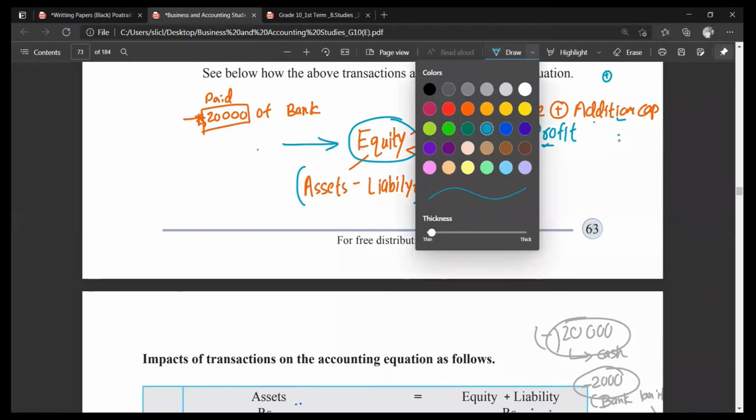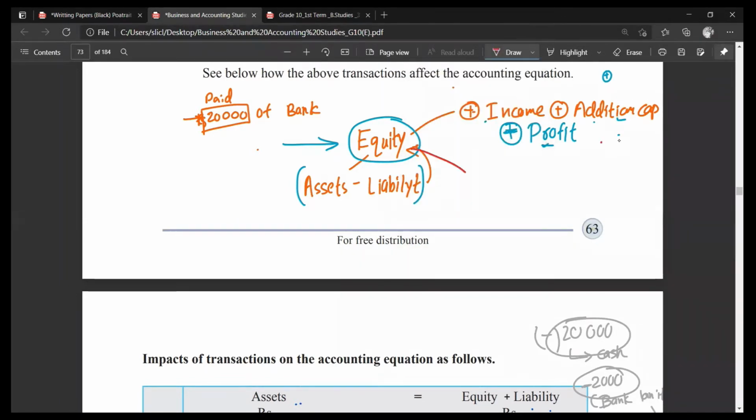So there are two reasons to reduce the equity. Equity means, once again I am telling, income, right? So one is expenses. Expenses means viyadam, right? Incomes means adayam, right? So because of expenses, our equity will be decreased. And also because of drawings. Drawings means, in Sinhala we say ganili, right?